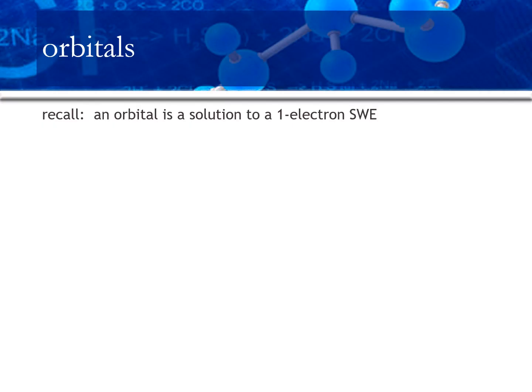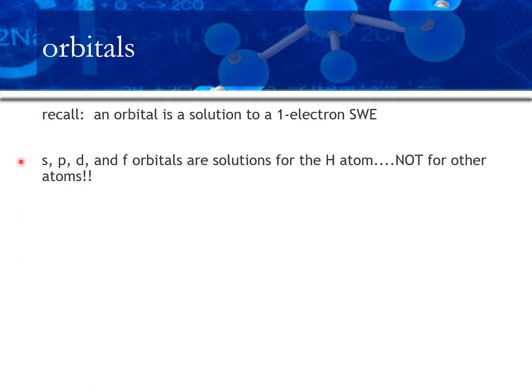So let's first look at orbitals. Remember, my definition of an orbital is that an orbital is a solution to a one electron Schrödinger wave equation. So in fact, the orbitals that we've been looking at, s, p, d, and f orbitals, are solutions for the hydrogen atom, and they are not solutions for the Schrödinger wave equation for any other atoms. So if we want to look at helium or lithium or carbon, think about organic molecules or biochemistry, these orbitals are not the right descriptions of the shapes of the electron regions.